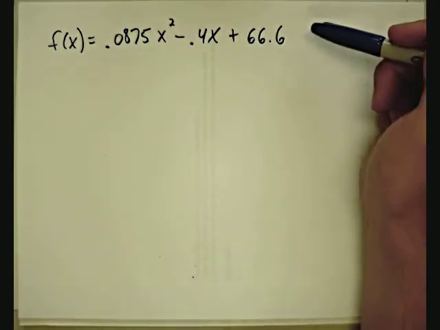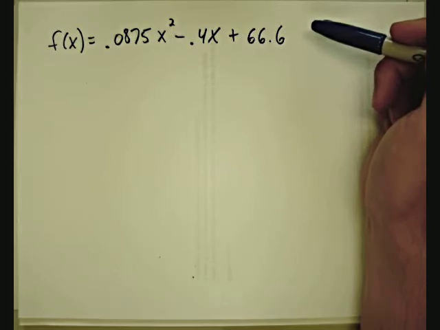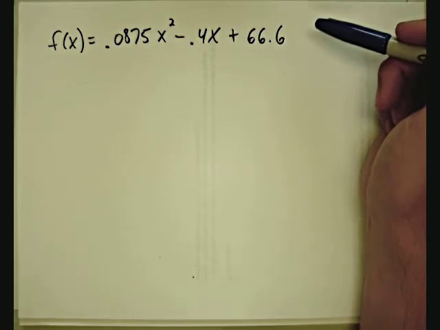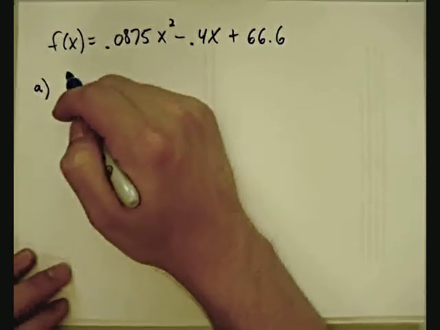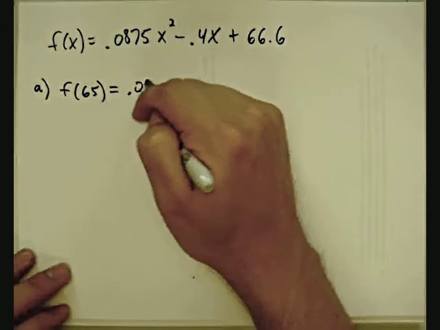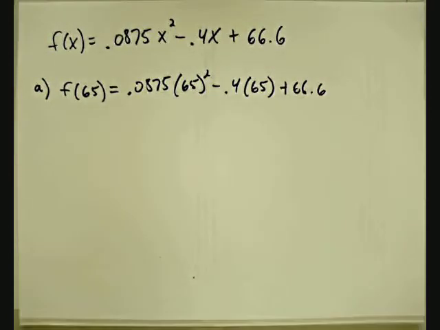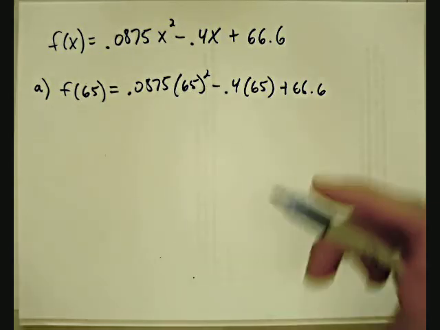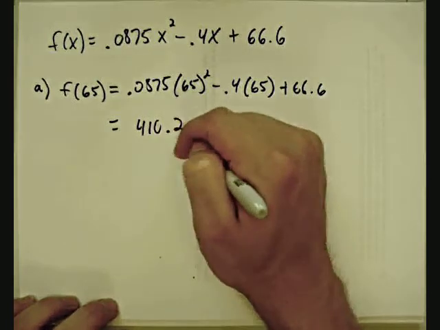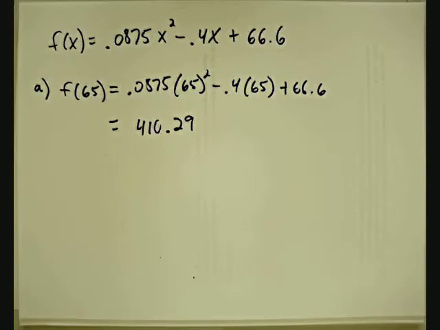Question A: what is the stopping distance for traveling at 65 miles per hour? If we carefully read the question, we're asked what the stopping distance is, that's f of x, and we're given 65 miles per hour, which is x. So for question A, all we need to do is put 65 into our function, and then use our calculator to calculate the value of the function when x is 65. If you punch this into your calculator, you should get 410.2875. Let's round that to 410.29. So it would take about 410.29 feet to stop if you were traveling 65 miles per hour. That's longer than a football field.